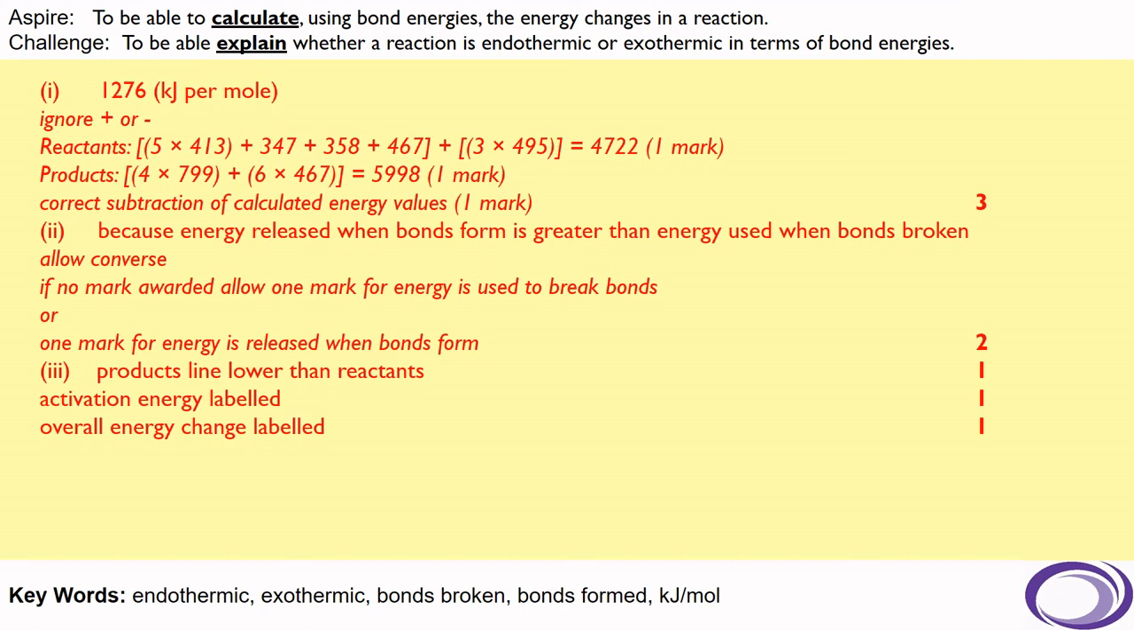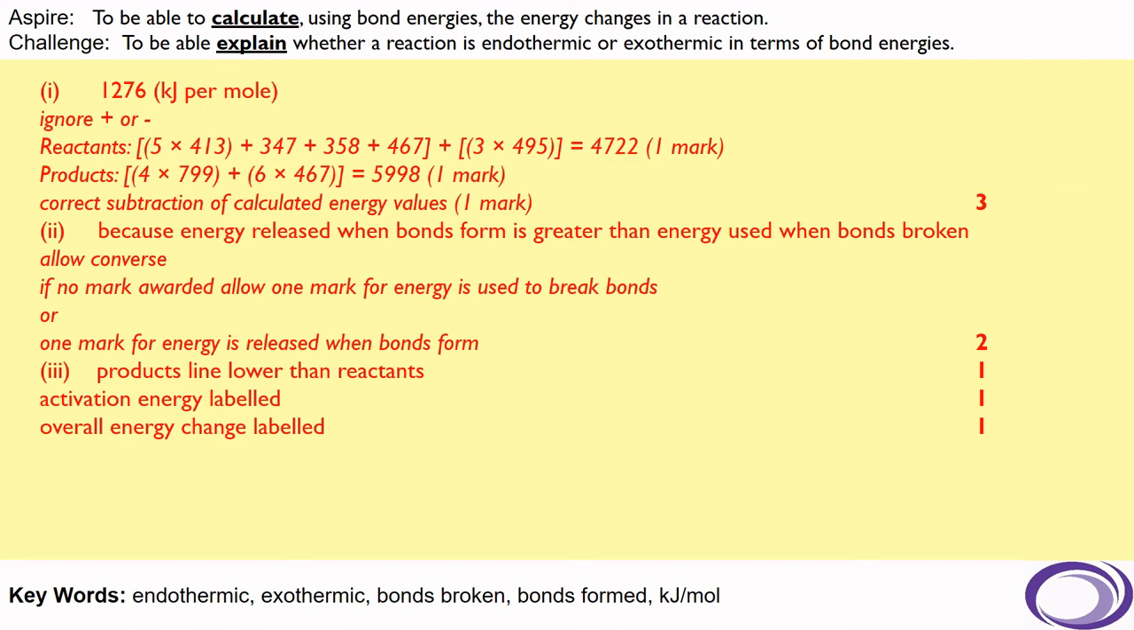And for the products, the energy released was 5,998. Now, if you got one of those wrong, you'd get the mark for the correct side, and then you'd get a mark for substituting energy values. The next part, it's exothermic because the energy released when bonds form is greater than the energy used when bonds are broken. And that statement will be for 2 marks. If you only said energy is released when bonds form, you would get 1 mark.